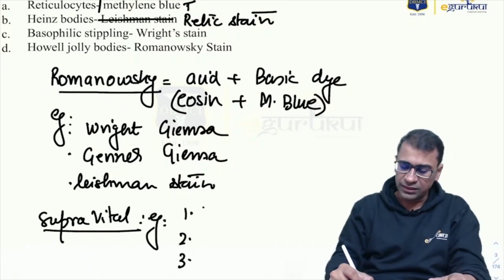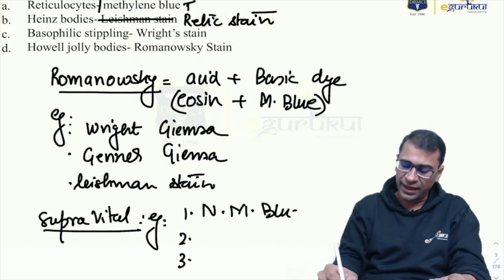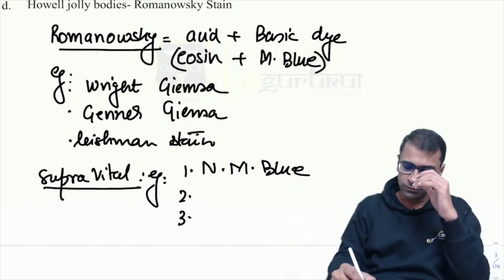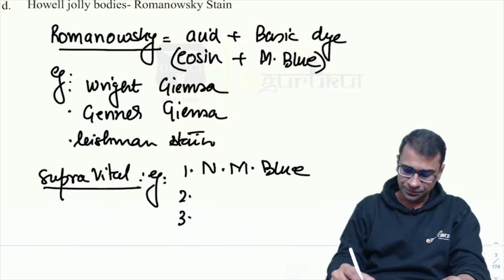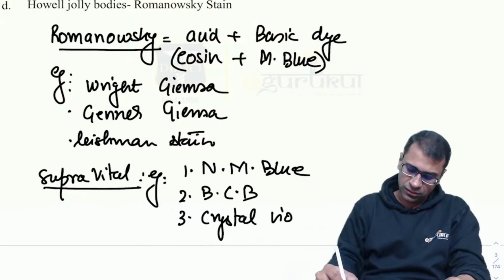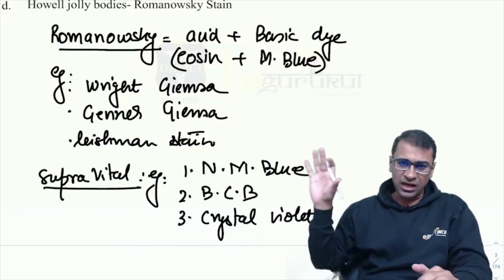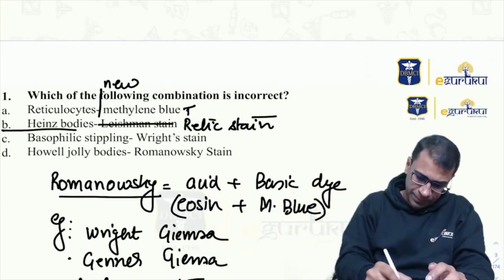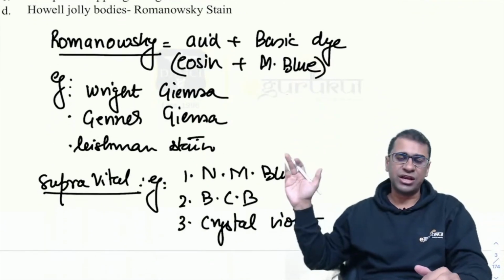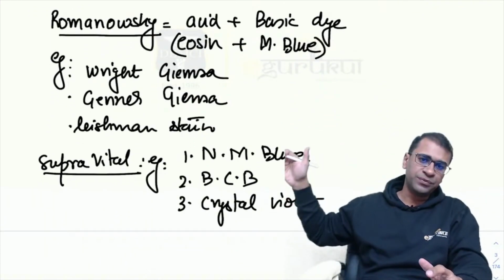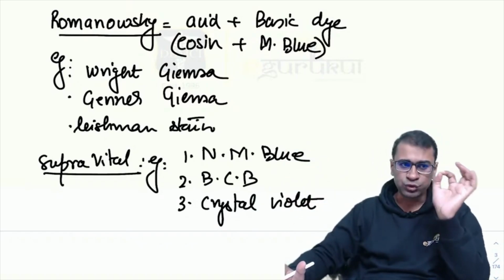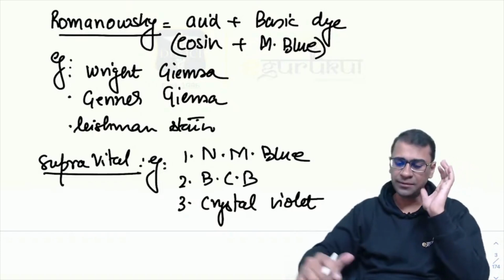1, 2, and 3. They are new methylene blue. NMB here means new methylene blue. Then it can be brilliant cresyl blue and crystal violet. So the best answer to this question should be B. Why? Because Heinz bodies are stained not only by the Leishman stain, but they are stained by the supravital stains, which are new methylene blue, brilliant cresyl blue, and crystal violet. The three good examples of supravital staining.